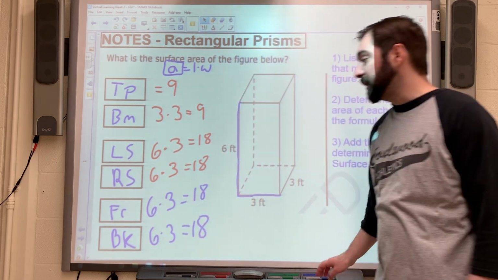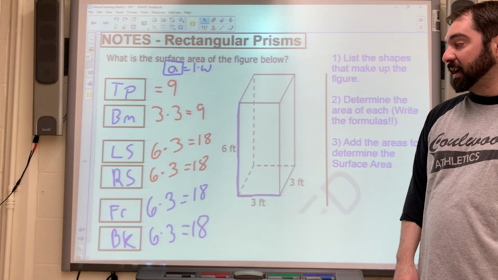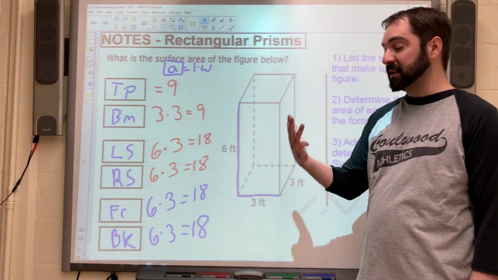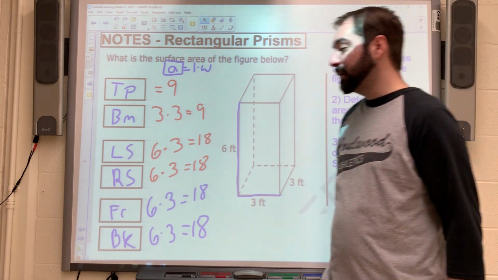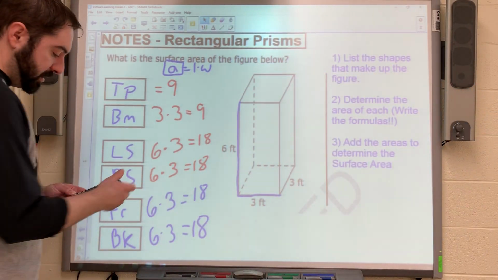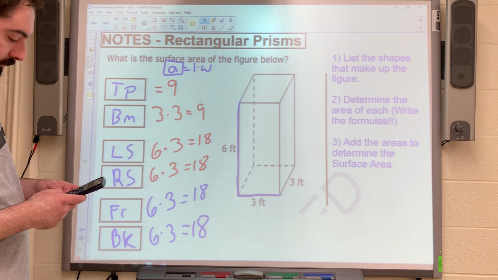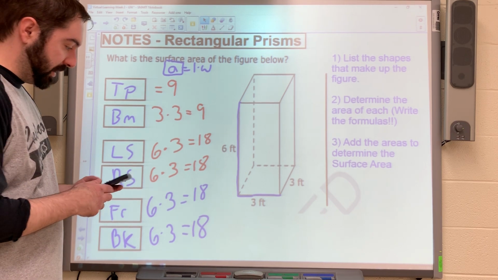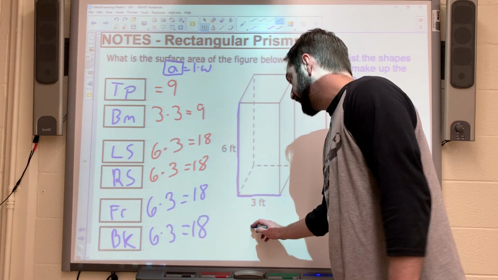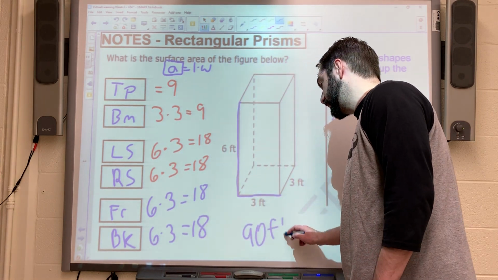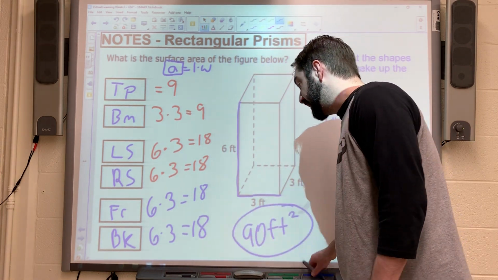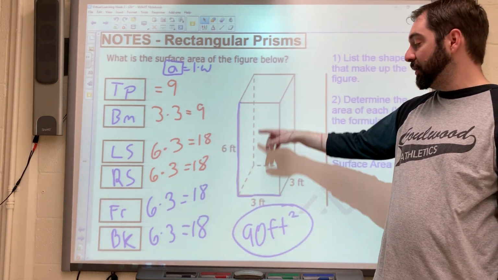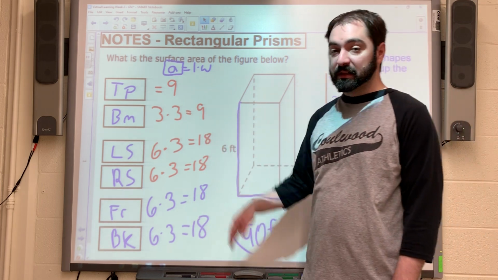Okay? Once I have the surface area of everything, I can go ahead and add them up. So I would do 9 plus 9 plus 18 plus 18 plus 18 plus 18. Real quick, I need my calculator again. And I would have a total of 90 square feet. Again, first step, list out all the different shapes, break them down, trace them out, and find each piece individually.